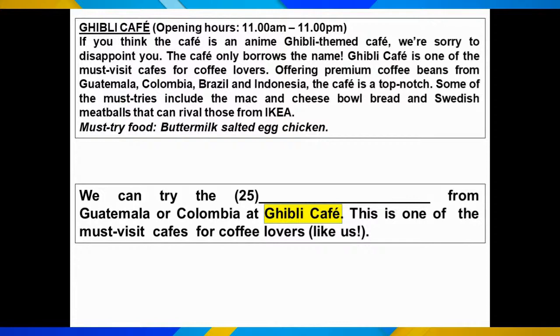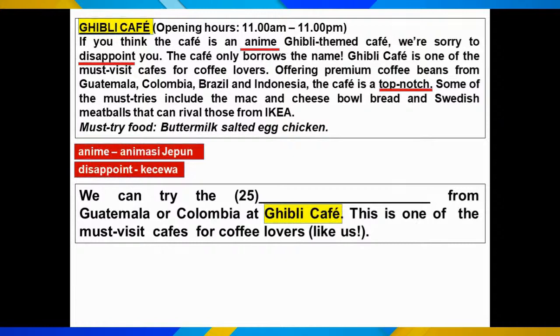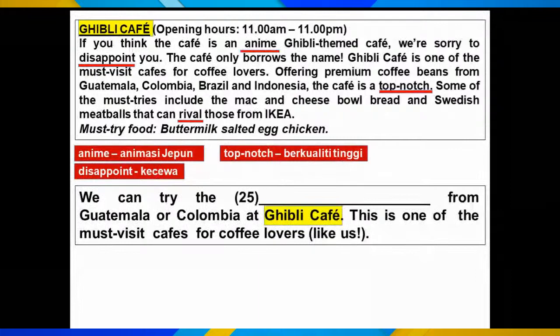Alright, now, why do we choose this? Yes, because it's Ghibli Cafe. Now, any word that you do not understand: anime is coming from Japan. Cartoon, animasi Jepun, yeah? I believe some of you are familiar with Ghibli. What else? Disappoint, kecewa. Top notch, the cafe is top notch, it means berkualiti tinggi. So cafe ini akan menyediakan bahan yang berkualiti tinggi. Rival, the claim. Dia punya Swedish meatballs, that rival those from IKEA. So rival ni maksudnya bersaing. So you have to try this, nak tengok mana betul ke dia kata dia boleh rival those from IKEA.